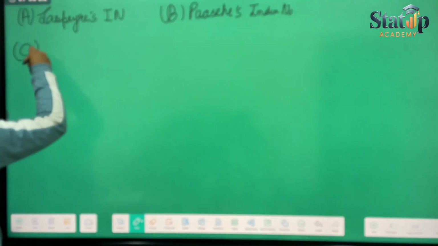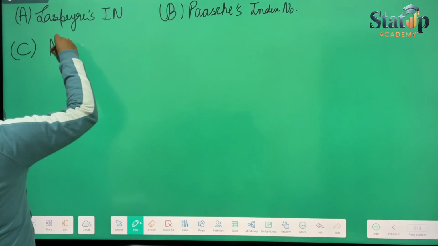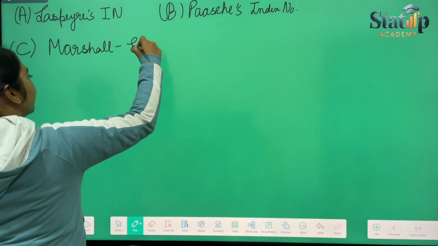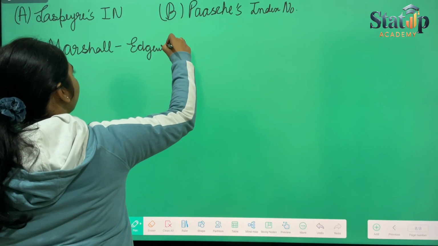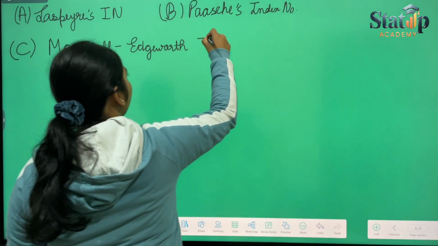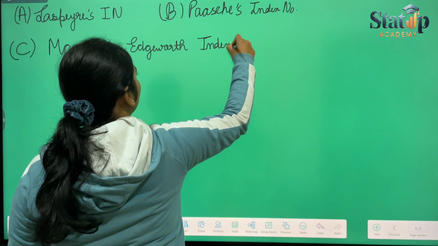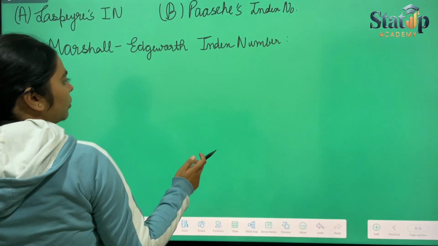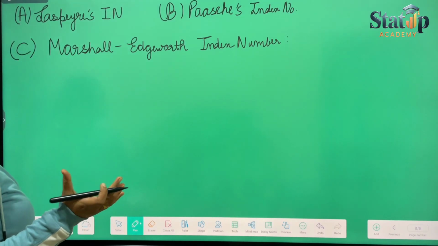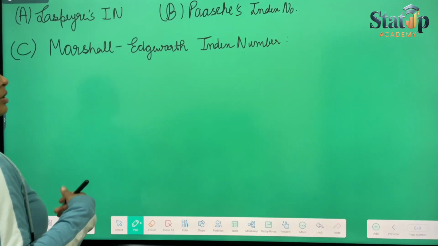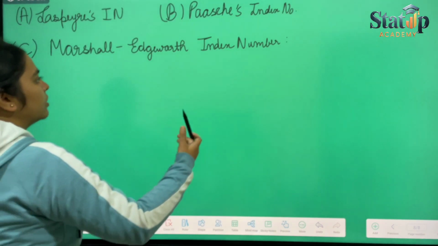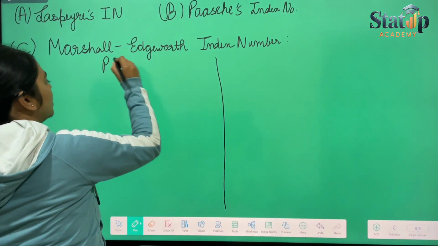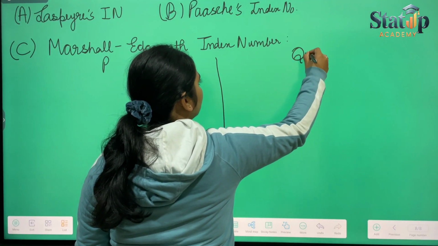Now the third one is the Marshall Edgeworth index number. Now, what is Marshall Edgeworth? Firstly, we'll write the price index number of Marshall Edgeworth, then we'll write the quantity index number. We are dividing this into two halves. Here we'll write price and here we'll write quantity.